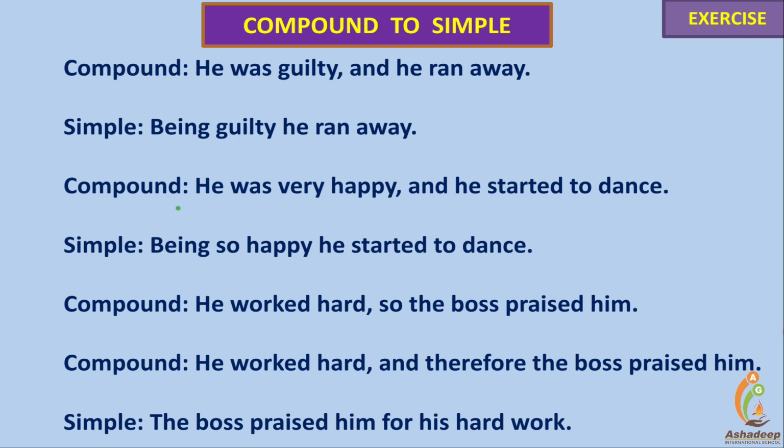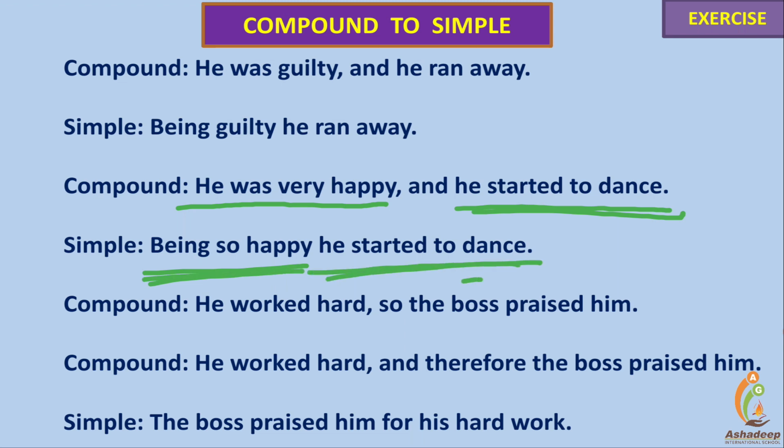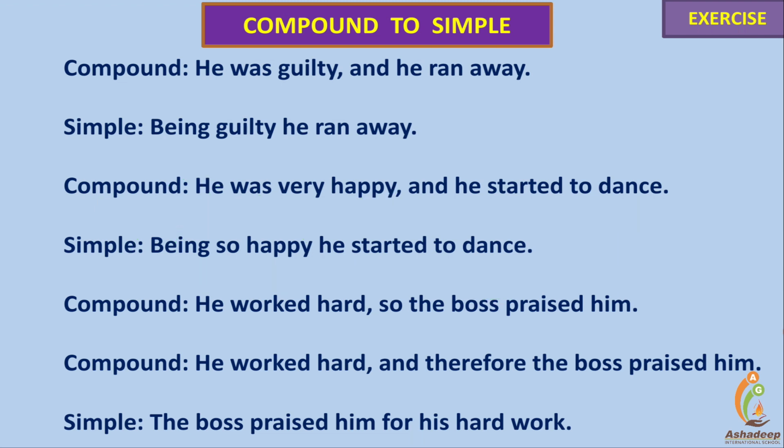He was very happy and he started to dance. Two clauses. Being so happy, he started to dance. It's a clause, and this clause has been converted into a phrase, removing the subject he, and was has been converted into participle form. Being so happy, he started to dance.